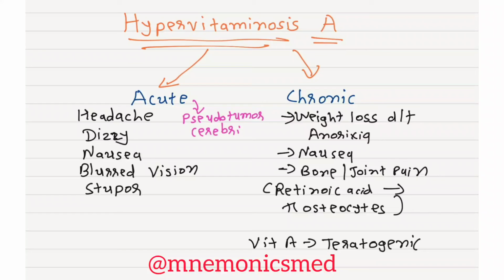Hypervitaminosis can lead to acute and chronic effects. In acute form, headache, dizziness, nausea, blurred vision and stupor are seen. It is also called pseudotumor cerebri. In chronic form, it can lead to weight loss due to anorexia, nausea, and bone and joint pain. Retinoic acid increases osteoclasts, and vitamin A is also teratogenic. So you have to remember this much for the acute and chronic forms of hypervitaminosis.